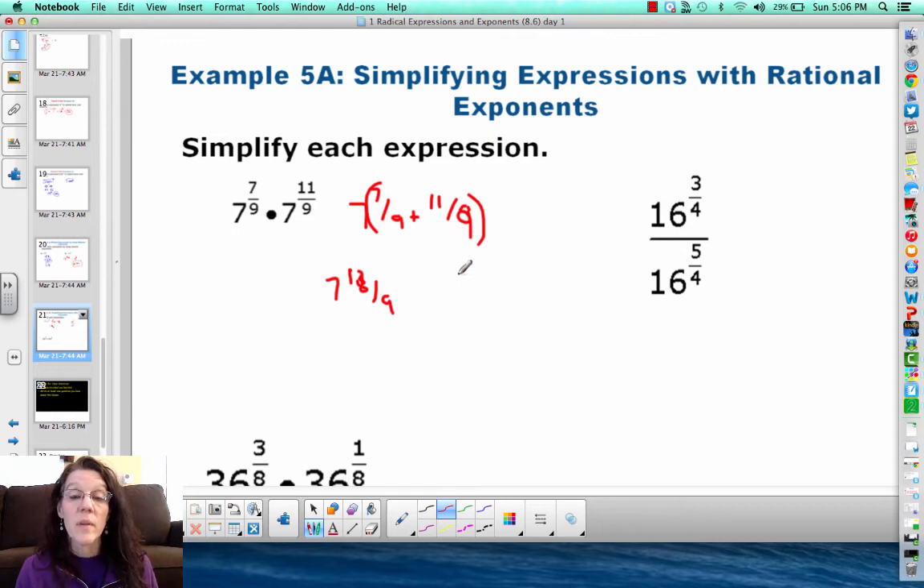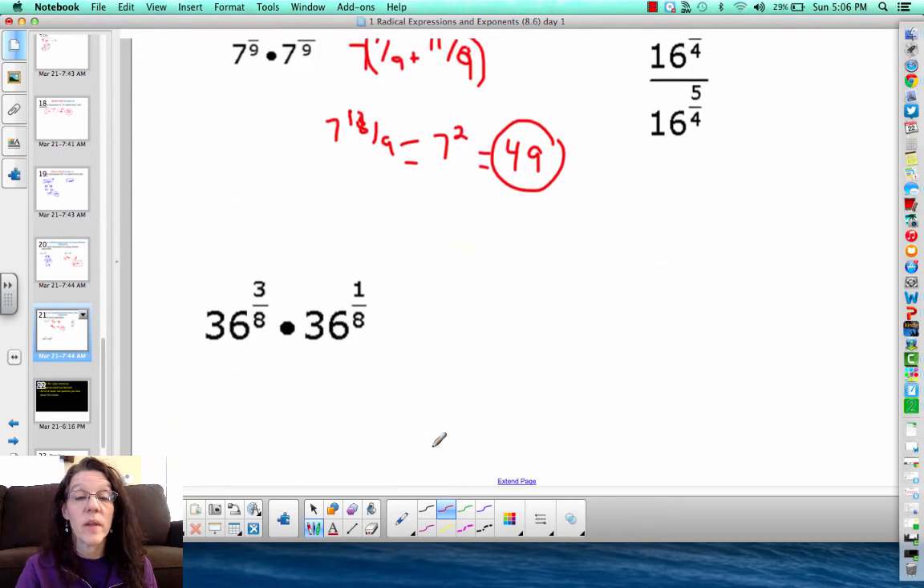But 18 can be divided by 9. So that is 7 to the second power, because 18 divided by 9 is 2. 7 squared is 49. And that is our answer. All right. Would you try this one right down here for me? You have 36 to the 3/8 times 36 to the 1/8. Pause it. Come back and see how you did.